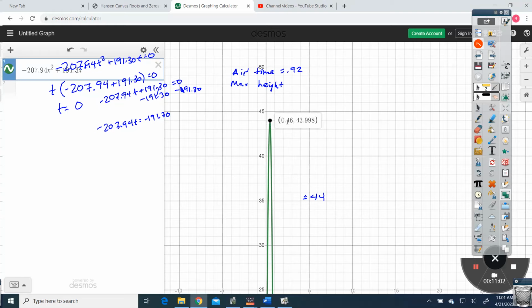Remember that we said it was halfway from the total time, and his total height is 44 seconds. So that's the other way we can do it, is just graphically look at it and find the answer.